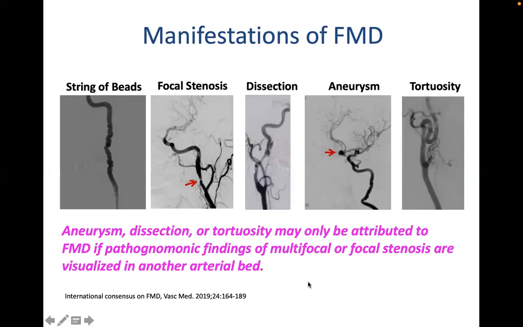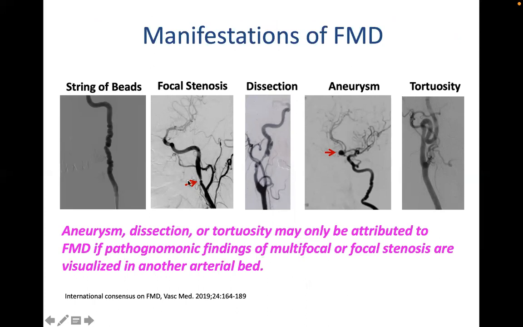Now, we know that dissection is a manifestation of FMD, as is a number of other findings. So what you can see on the far left is the string of beads, and again, those tight beads as compared to that aneurysmal degeneration from dissection that I showed you earlier. Just want you to keep that in mind.